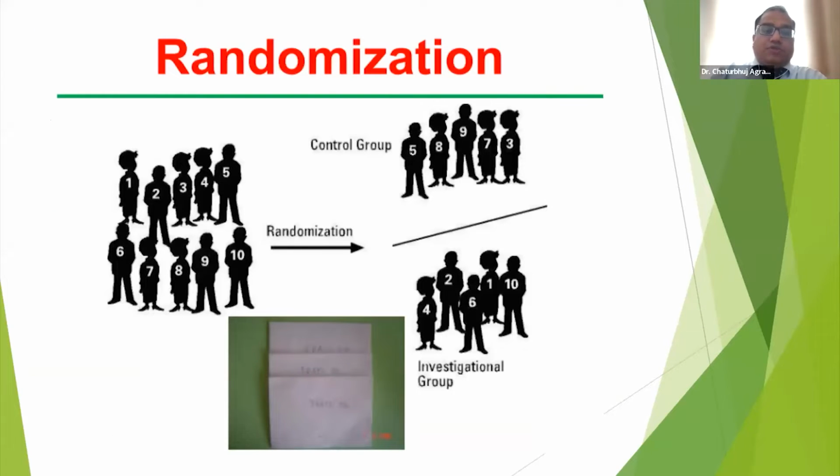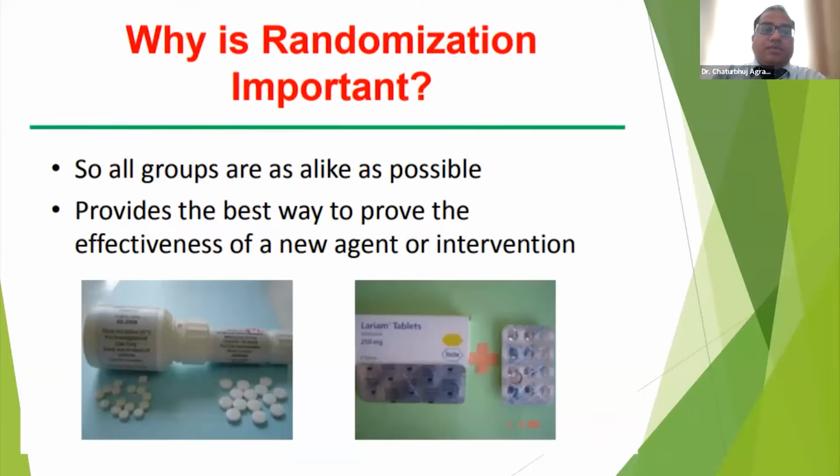So this is the process of randomization. We randomize a group of individuals with similar clinical features, or basically similar features which we want to study. They are randomized to a control and an interventional group. And why is randomization important? So that all groups are as alike as possible, and it provides the best way to prove the effectiveness of a new agent or intervention in that group.